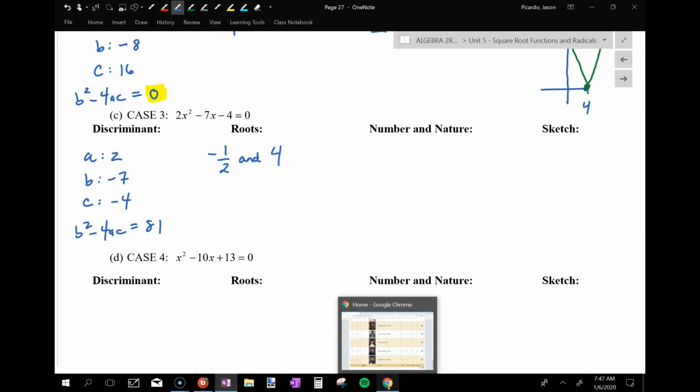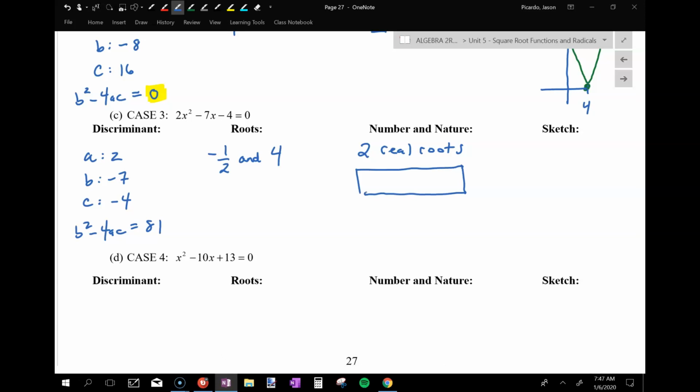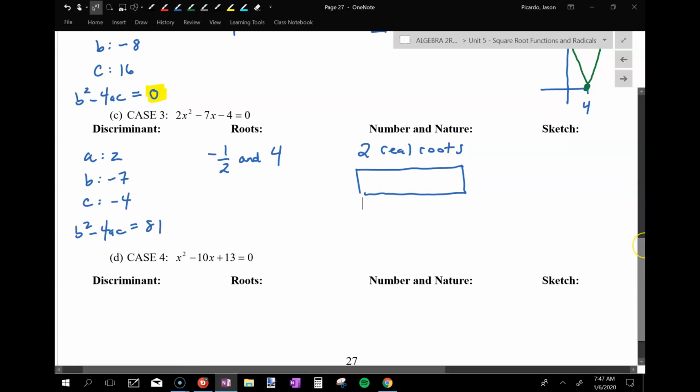So how many roots do I have? 2 real roots. Now, I'm going to actually add something to this in a minute. I'll talk about what that additional word is after I do the next example, okay? But what is my sketch going to look like?